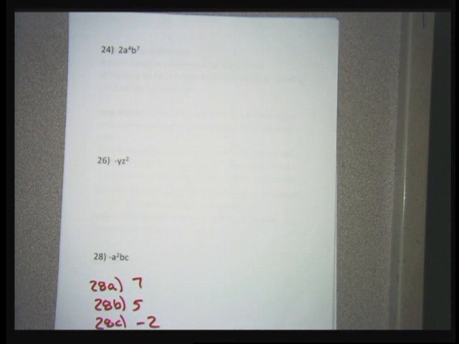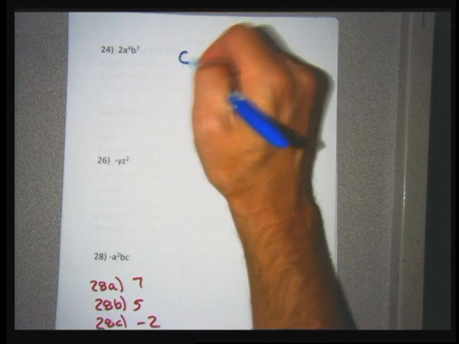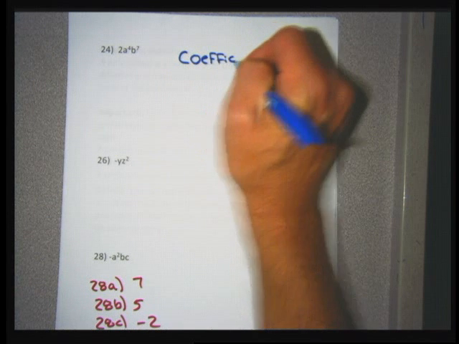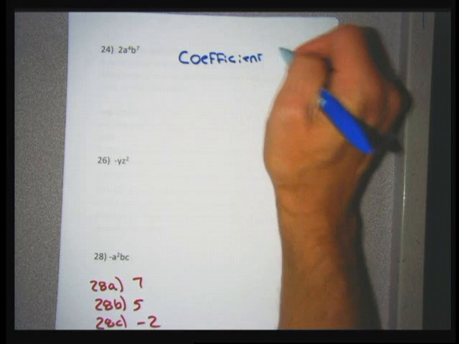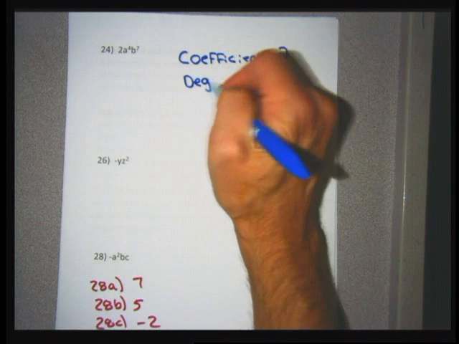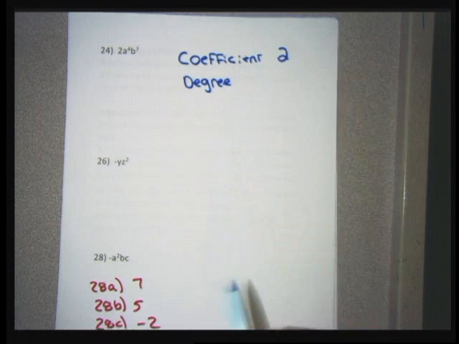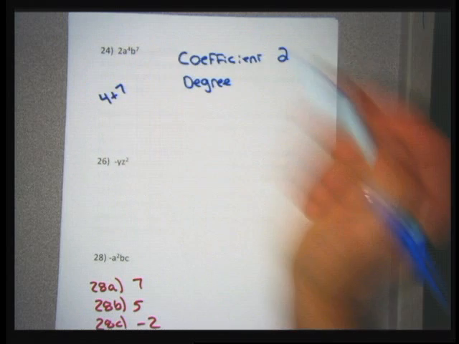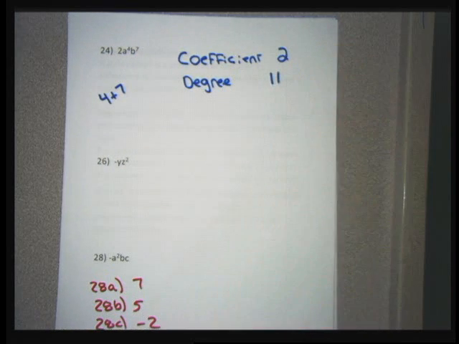For problem 24, this is the first one where I have 2 letters. It doesn't mess up the coefficient. The coefficient is still the numbers written to the left of the letters, so the coefficient is going to be 2. And the degree, when you have more than one letter, you add up the exponents. So here I'm going to add up the exponent of the A and the exponent of the B. I'm going to get 11 for my degree.